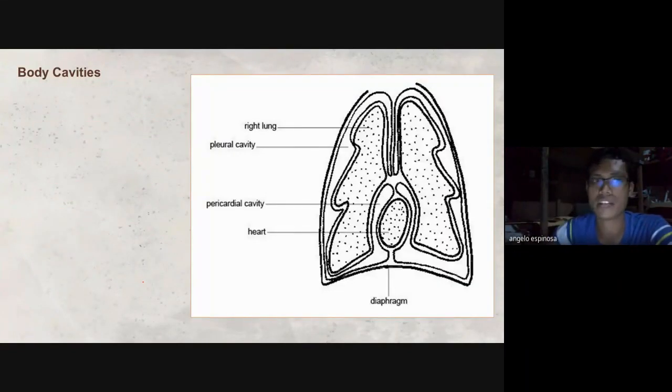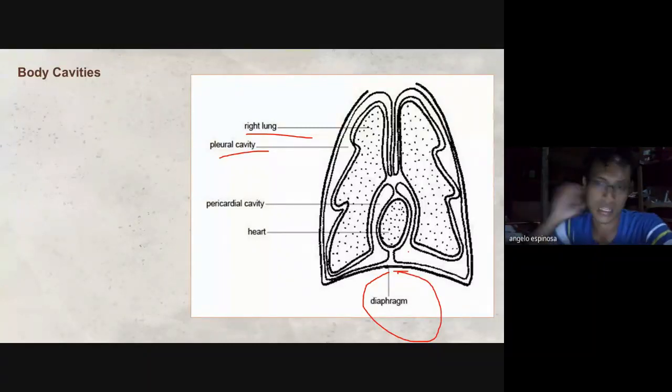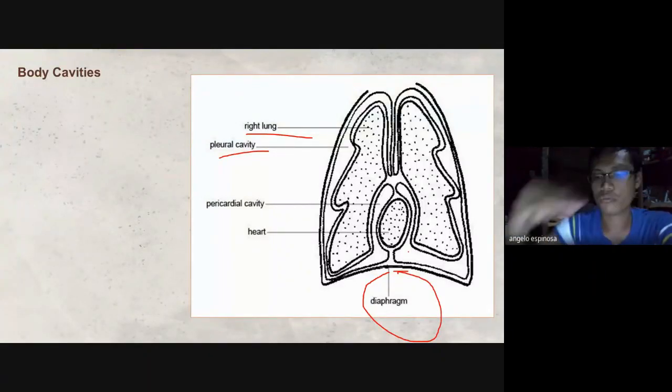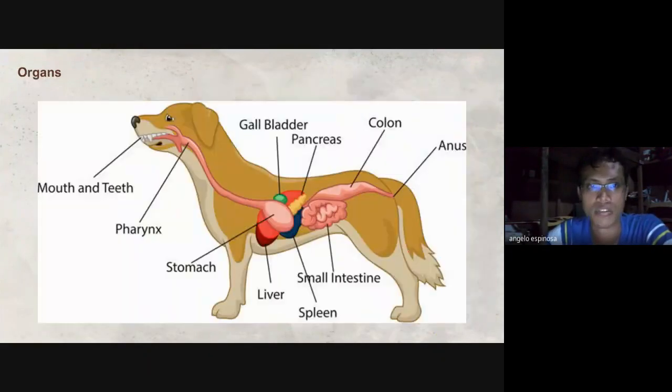Ayan, so nagkaiba. So we have the body cavities here in the lungs. We have the pleural cavity, right lung, and then we will tackle the diaphragm, yung flatten and yung letter U type when we reach respiratory. And these are the organs of the animals. We have gallbladder, pancreas, colon, anus, small intestine, spleen, liver, stomach, pharynx, and mouth and feet.